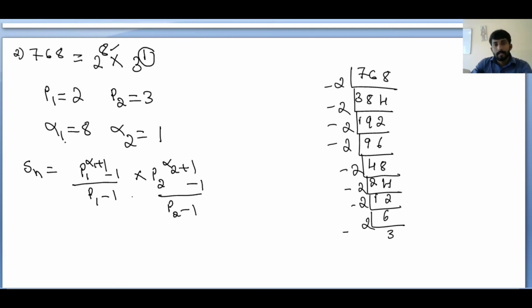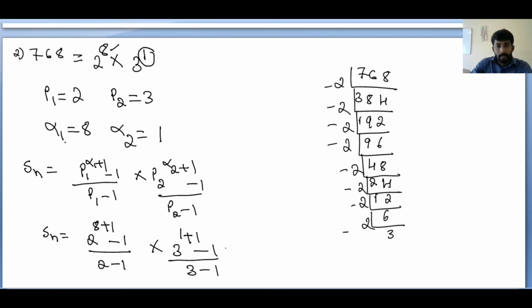In the next step, substitute the values. So here Sn is equal to P1, that is 2 to the power alpha 1 plus 1. You will get 8 plus 1 minus 1 divided by 2 minus 1 into P2, that is 3 to the power alpha 2. Alpha 2 is nothing but 1. So 1 plus 1 minus 1 divided by 3 minus 1.